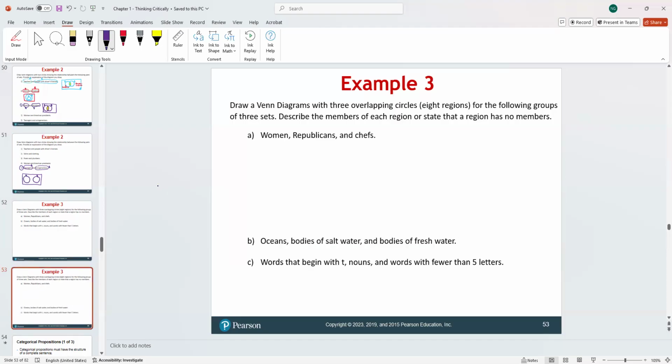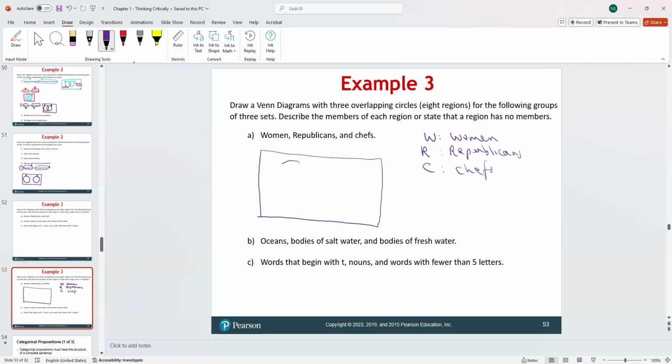Okay. The first thing, if you construct a Venn diagram, don't forget you need a rectangle, right? Now, from your rectangle, it tells you you must construct 3 circles that's overlapping. Draw Venn diagrams with 3 overlapping circles for the following groups of 3 sets. Describe the members of each set. So I'm gonna put W for women to make it shorter. I'm gonna put R for Republican. And I'm gonna put C for Chiefs. Okay, that means overlap. I have the first circle. I have another circle. And I have another circle.